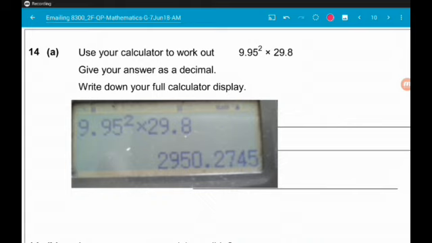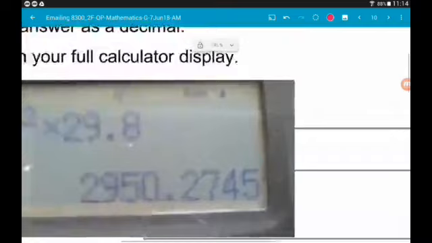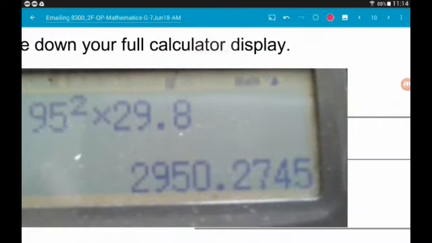Okay, question 14 wants us to use our calculator to work out 9.95 squared times 29.8. So that's exactly what I've done. You want to write down everything on your calculator display. So hopefully you should get the same as me.